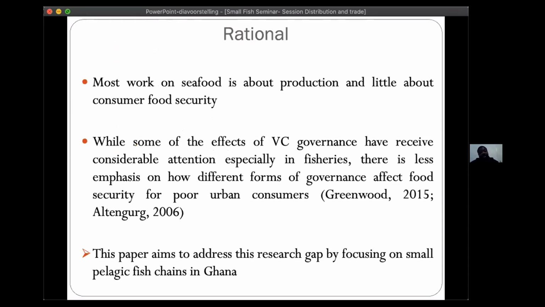So I'm a member of the Fish for Food project that is investigating the contribution of low-cost fish to food security. And in this study, I am looking at the interactions between the various actors in the fish chains and how these interactions are affecting fish availability, access, quality, and stability for poor urban consumers. Next slide, please.